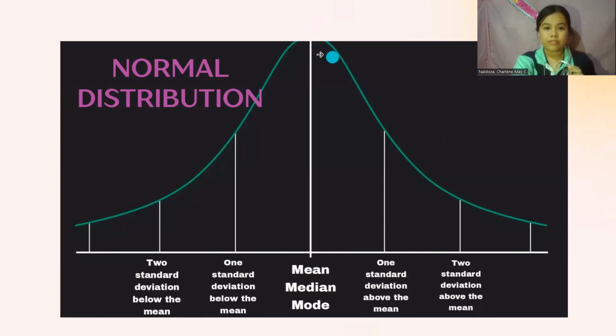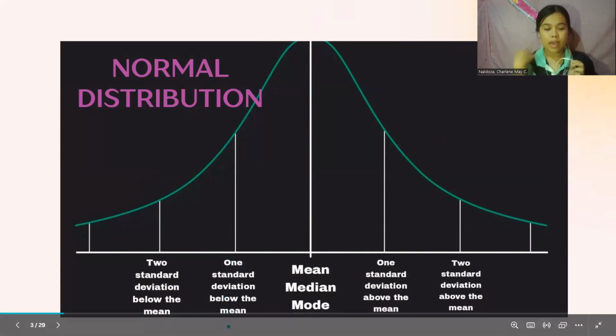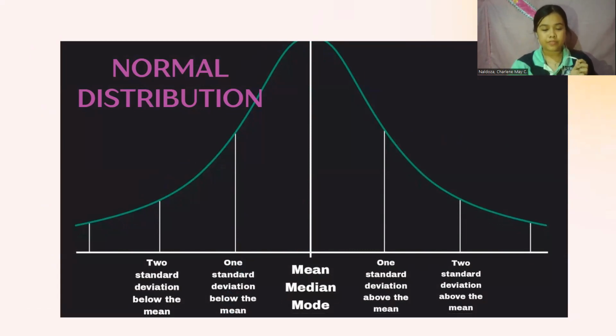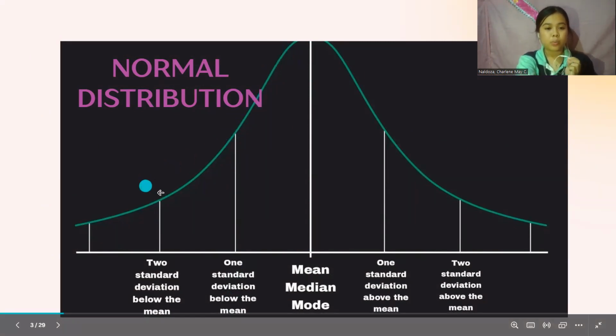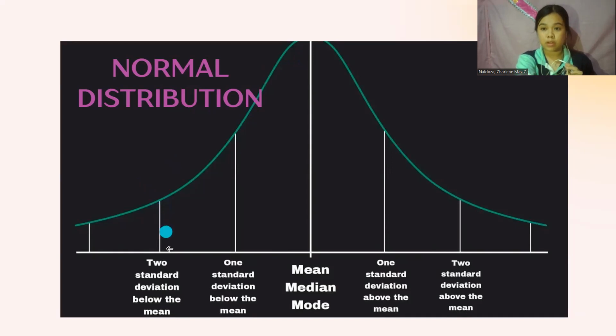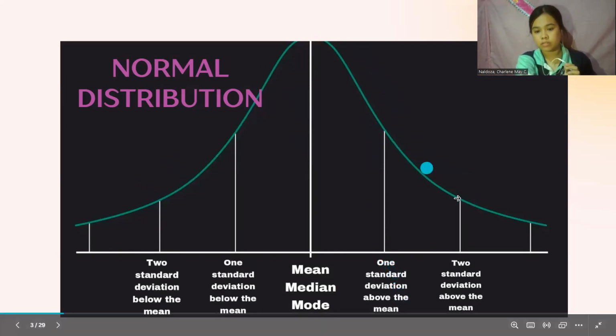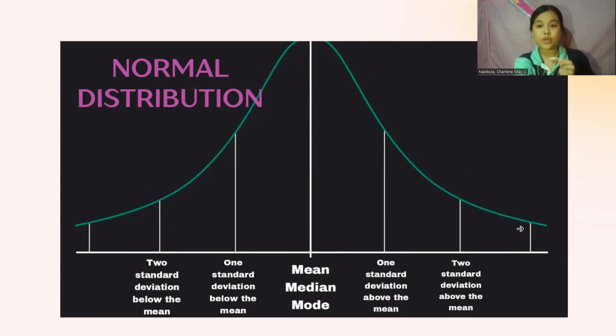From the center, go down to the left, the first segment is what we call one standard deviation below. From the center, the second segment, we call two standard deviations below. And from the center, go down to the right, the first segment is one standard deviation above, and so on. For you to have a better understanding of how to get the value of each segment, we have examples here.